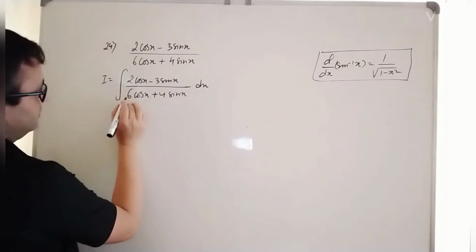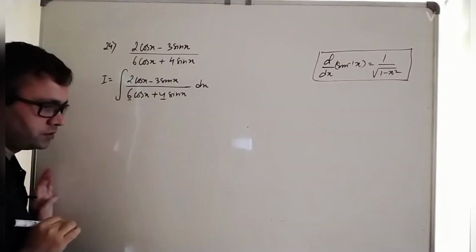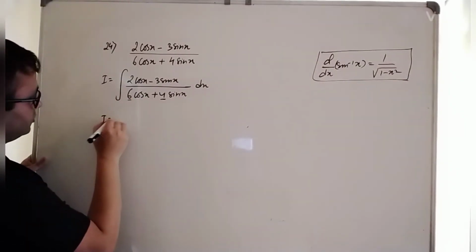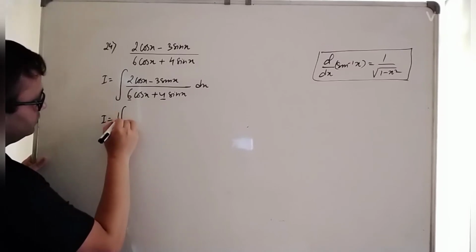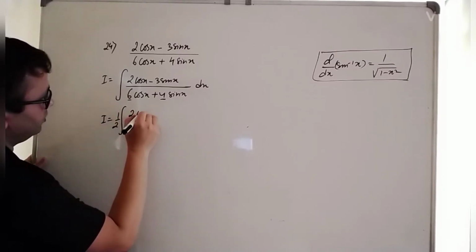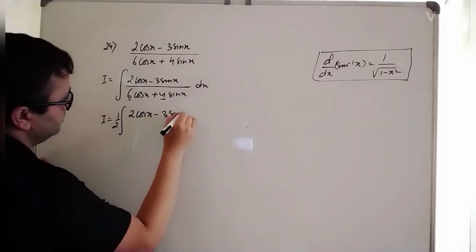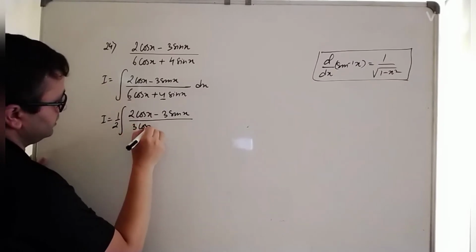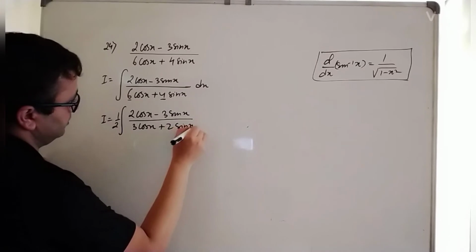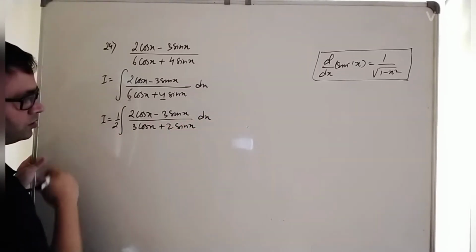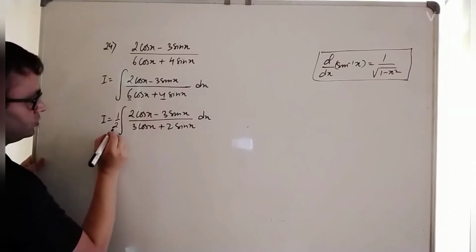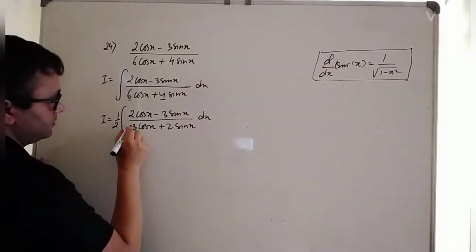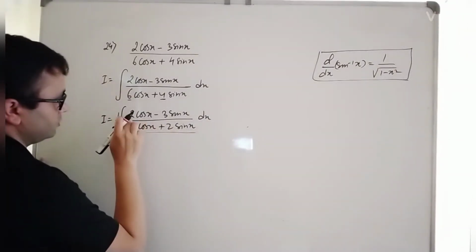Okay, look here, 6 and 4, these are multiples of 2, so we can take 2 as common. So I equals integration of 1 by 2 times 2 cos x minus 3 sin x divided by 3 cos x plus 2 sin x. How? We take 2 common from the denominator. So 2 into 3 is 6, 2 into 2 is 4. So if you differentiate this denominator, you will get 2 cos x minus 3 sin x.